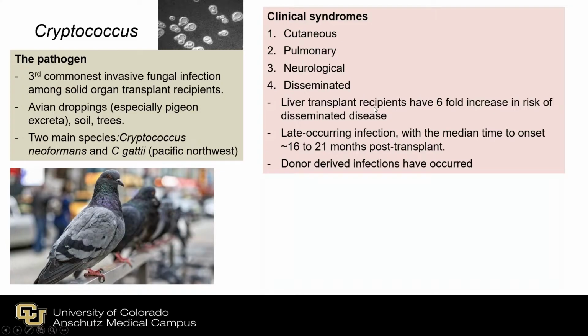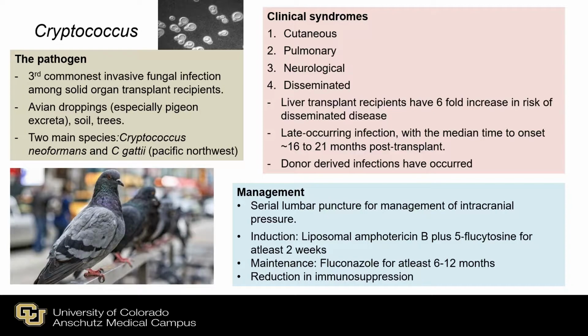Liver transplant recipients, for unclear reasons, have a higher risk of developing cryptococcosis and disseminated disease. Usually, this is a late occurring infection with a median time to onset about 16 to 21 months after transplant. If infection occurs in the early post-transplant period, you need to consider donor-derived infection, meaning did our patient get Cryptococcus from the donor? And that's something that we are investigating as we speak.